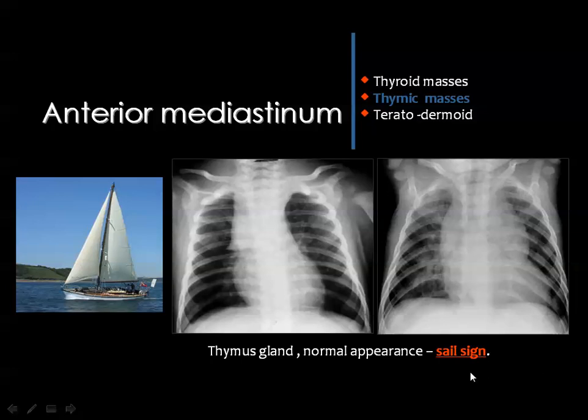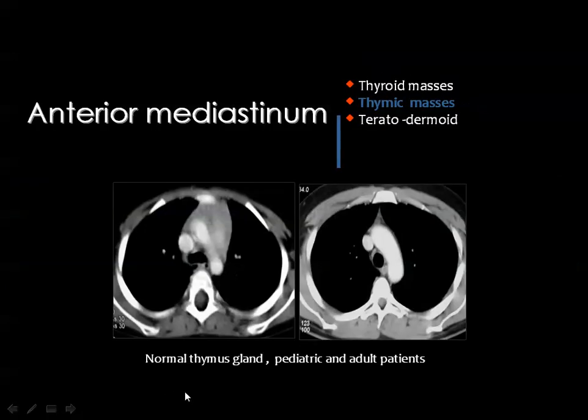Then we came to the thymus, and the normal thymus early in the first year of life, it will show convex outer margin like this. This is the normal appearance of the thymus. After the age of 1 year, you will see the characteristic sail sign, and this is very pathognomonic to a normal appearance of the thymus in children older than 1 year.